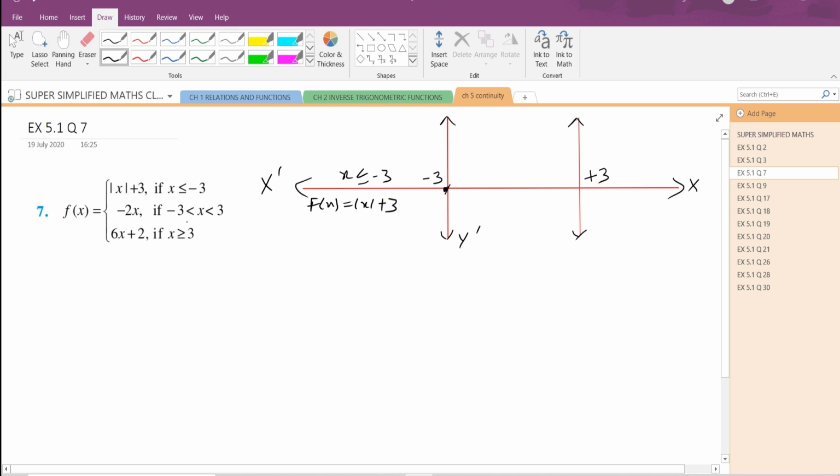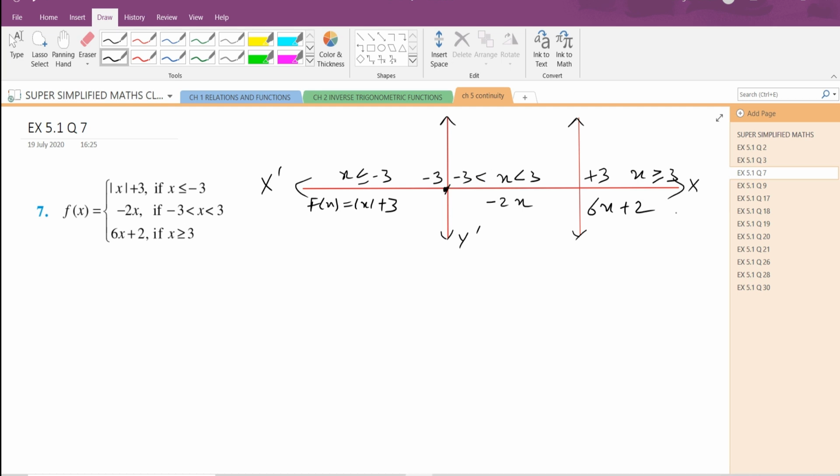Then the question says when x is between minus 3 to 3. This is the portion where x is between minus 3 and 3, excluding the points minus 3 and 3. Here the value of f(x) is minus 2x, and for x greater than or equal to 3 the value of f(x) comes out to be 6x plus 2. And the question says find any points of discontinuity.